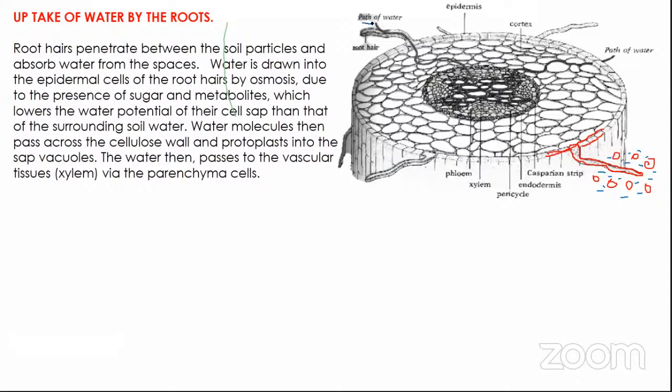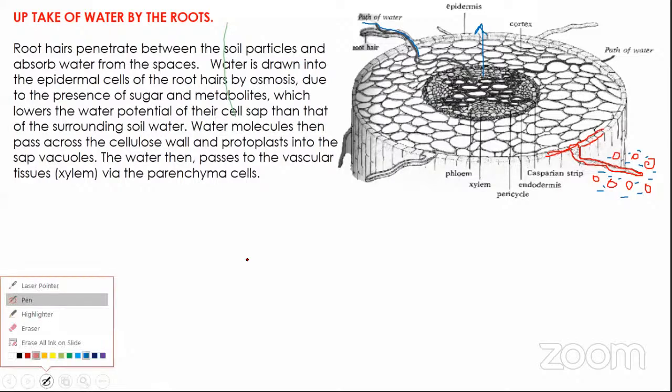And water, this is going to be the path. Water is going to be absorbed by the root hairs, and then it should go through the epidermis, then the cortical cells, then endodermis, pericycle, up to the xylem, and then the water must move up.